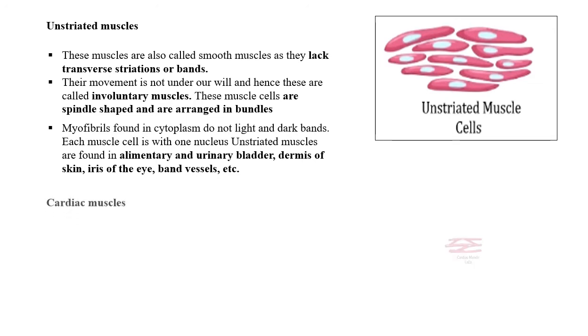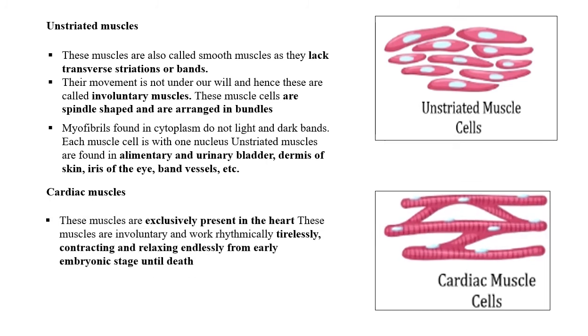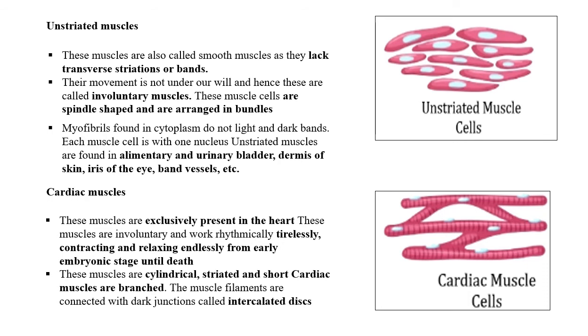Cardiac muscles. These muscles are exclusively present in the heart. These muscles are involuntary and work rhythmically, tirelessly, contracting and relaxing endlessly from early embryonic stage until death. These muscles are cylindrical, striated, and short. Cardiac muscles are branched. The muscle filaments are connected with dark junctions called intercalated discs.